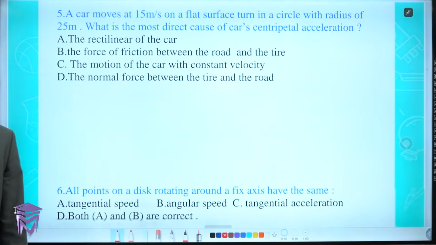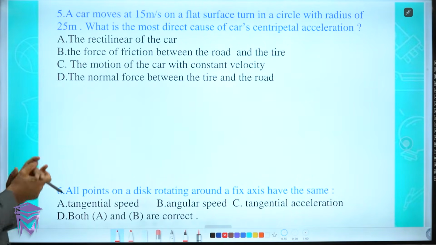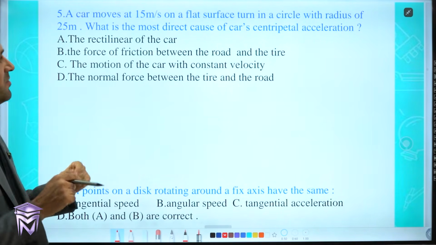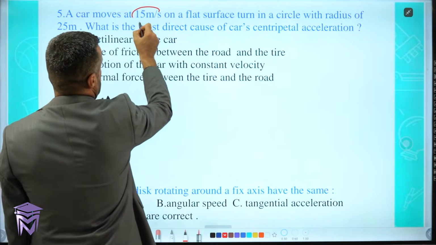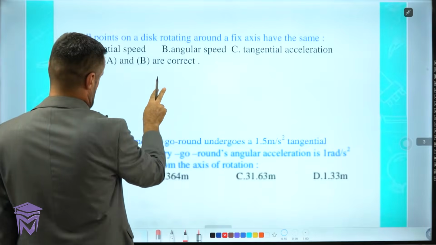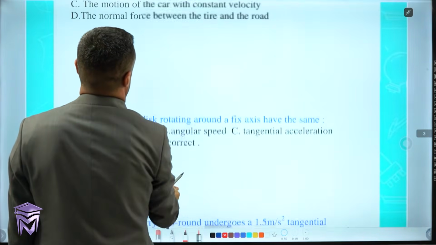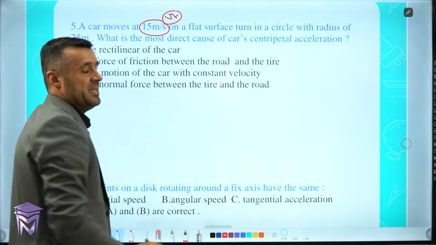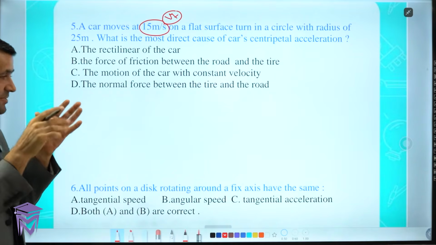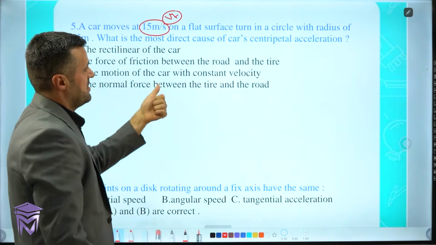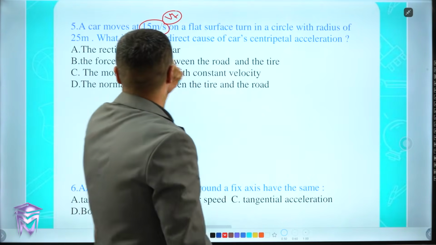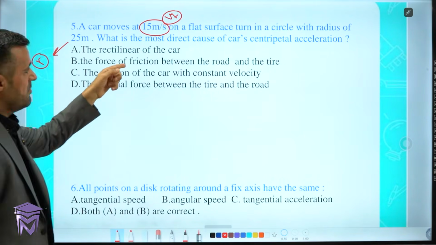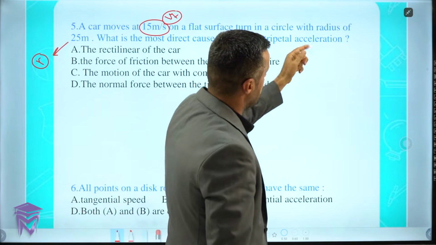After that, I'll solve question 5. It's about chapter 1. A car moves at 15 meters per second on a flat surface. This amount is very important. This amount is Vt, because each linear velocity on a circular track becomes tangential velocity. In a circle with a radius of 25 meters, this amount is the radius R. What's the most direct cause of the car's centripetal acceleration?